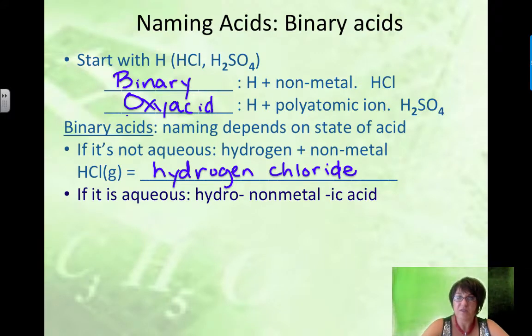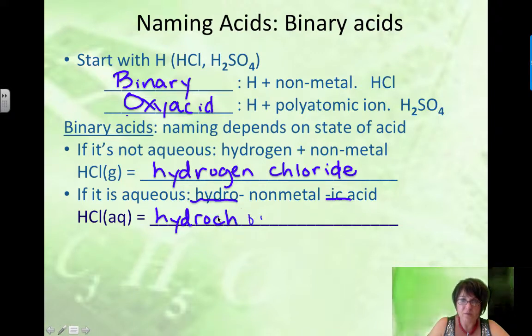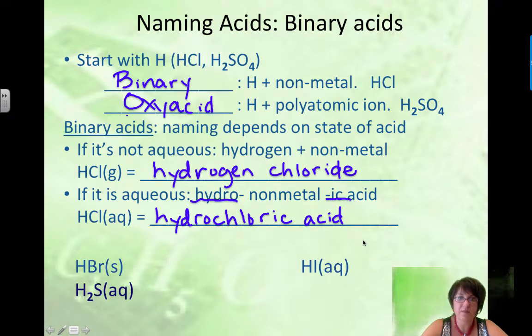If it is aqueous, then we name it as an acid. So for binary, you have to put hydro in the front, then name your nonmetal, and then put an -ic at the end. So we start with hydro, the nonmetal is chlorine, so I'll use chlor as my root, -ic at the end, and then we always write the word acid after those ones. So hydrochloric acid. In these 4 examples, which ones would we name as an acid?